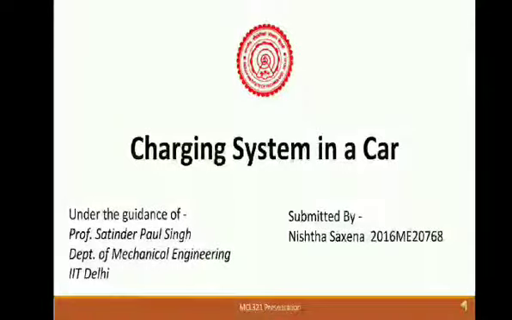Hello guys, I'm Nishtha Saxena, student of the Mechanical Department of IIT Delhi, and I'm going to present on the charging system in a car. So let's begin with it. Here we are on the presentation on the car charging system, presented by me, Nishtha Saxena.